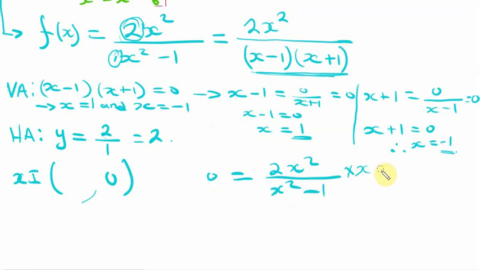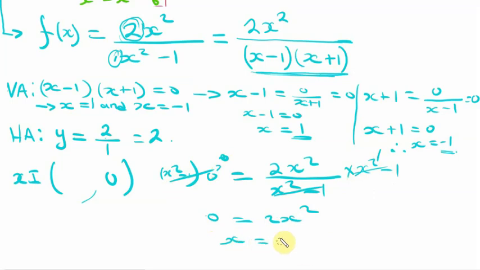Multiply both sides of the equation by x squared minus 1. This becomes 0. That one and that one is 1. So in the end, we have 0 is equal to 2x squared multiplied by 1, which is the same thing. Therefore, x is equal to the square root of 0, which is 0. So x is 0. So the x-intercept is at the origin. Cool.